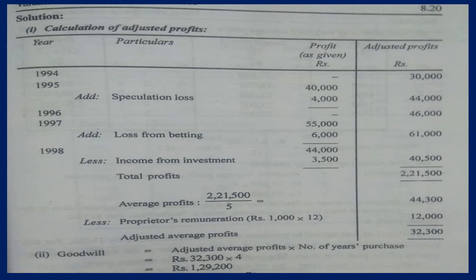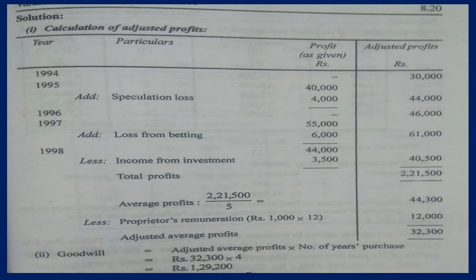Then there is a proprietary remuneration, I told you, it is 1,000 per month. We have to multiply by 12. So 44,300 minus 12,000 will be 32,300. Then the formula, the problem says it is 4 years' purchase. So 32,300 into 4 will give you 1,29,200. That is the value of goodwill.